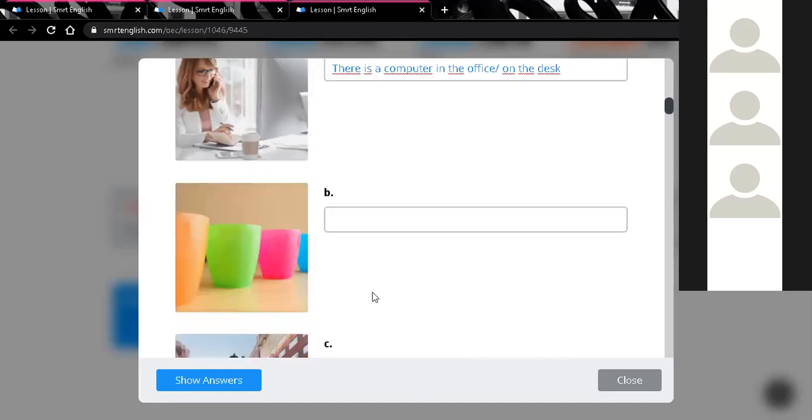Letter B. What do I say? First of all, there is or there are? There are. What are there? Glasses, for cups? Cups. Glass is for the ones that are made of glass. Cups are the ones made of plastic. On a table. On the table. Very good.